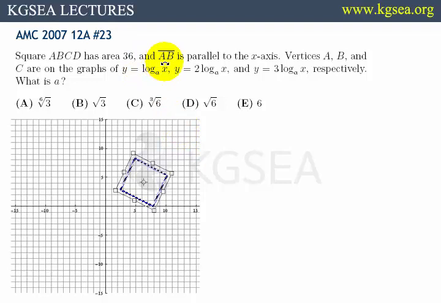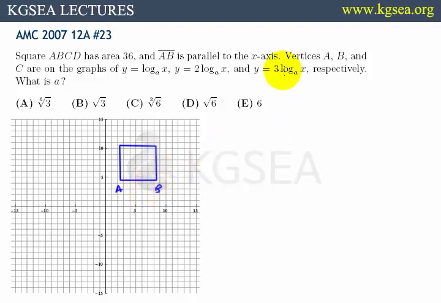It says AB is parallel to the x-axis. So we can safely say that AB, whichever side, could be this, right, is parallel to the x-axis. So at least we know this is not turned around. It's not a tilted square.